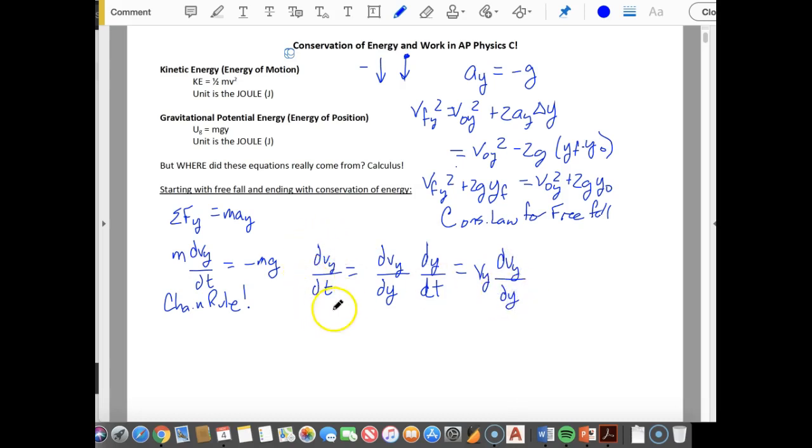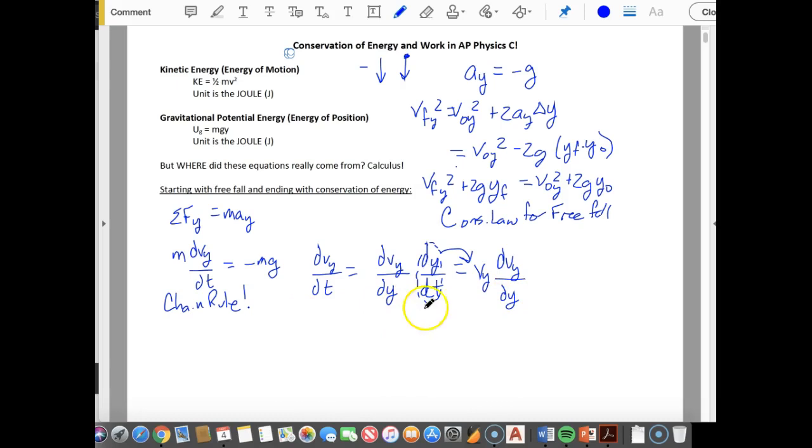So here we don't have any position in the y, and we really badly need it. So we use the chain rule, which means that we're going to put dy on the bottom, basically dy on the top, and you could think of just moving the dt over to the right underneath that dy. So nonetheless, this guy right here becomes vy. So now we've got vy times the quantity dvy over dy.